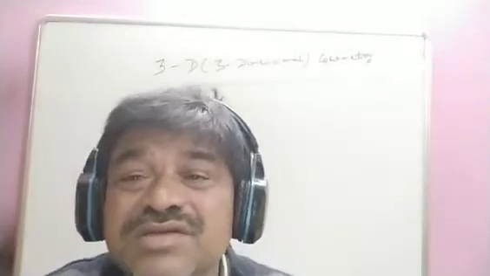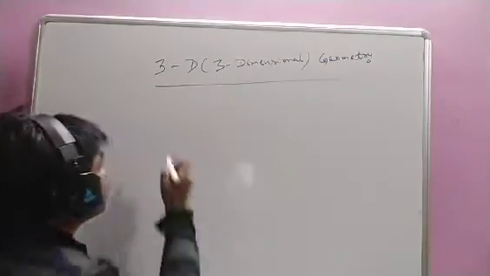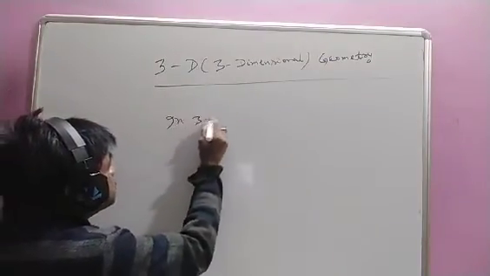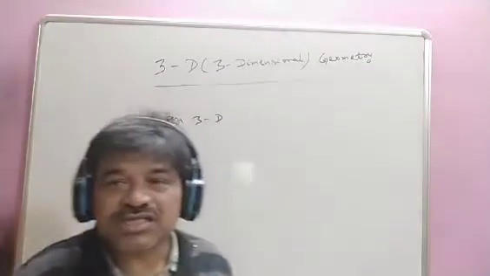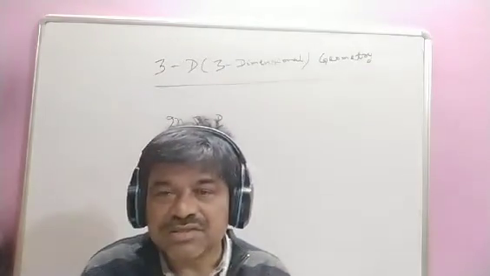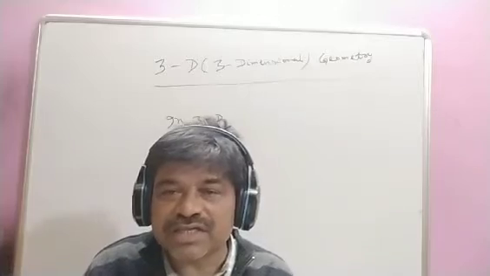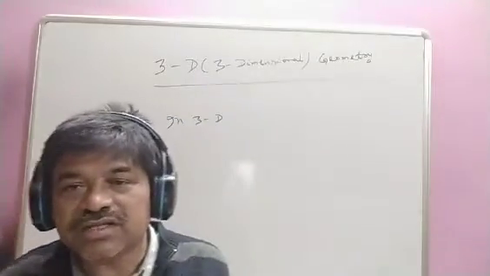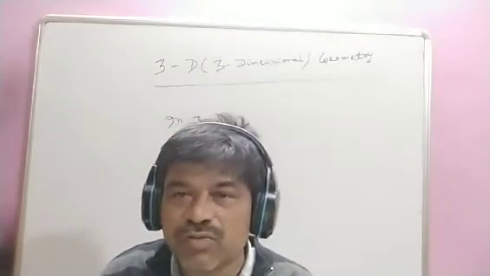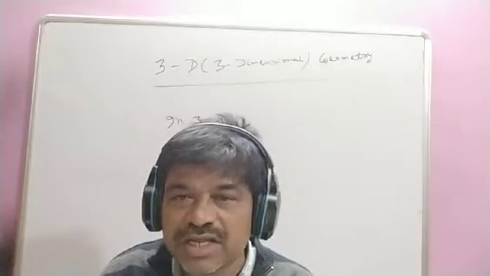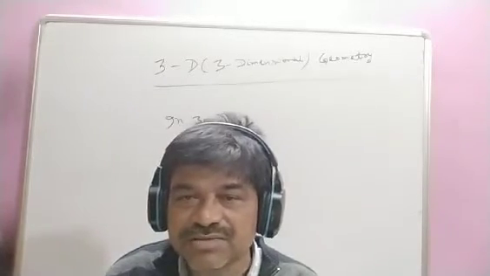Okay. So in 3D we have three coordinate axes. That is your x-axis, y-axis and z-axis. And the plane containing x-axis and y-axis is called xy plane. The plane containing y-axis and z-axis is called yz plane. And the plane containing x-axis and z-axis is called xz plane.